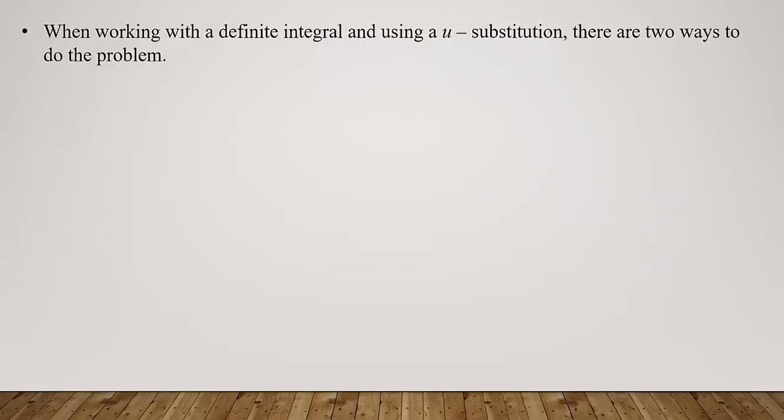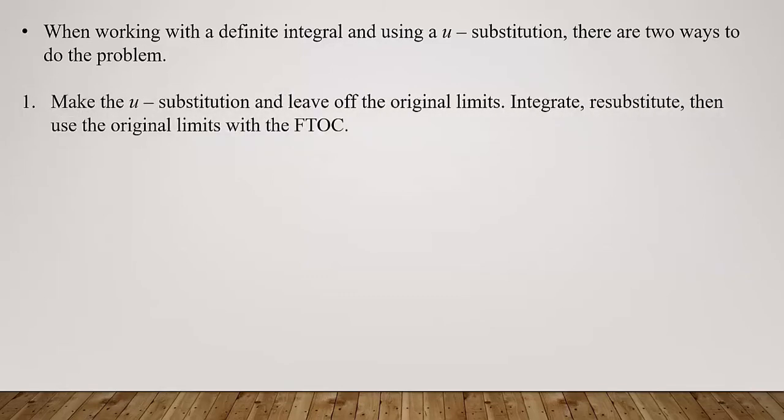All right, after doing that example, and you did a couple of exercises as well, hopefully you're getting a handle here on U-substitution. When we have a definite integral and it requires U-substitution, there are going to be 2 ways you can do the problem, which I'll end up calling 2 routes. So here's the first way. Make the U-substitution and leave off the original limits. Those original limits belong to the variable x, not the variable u. So that's why you would leave them off.